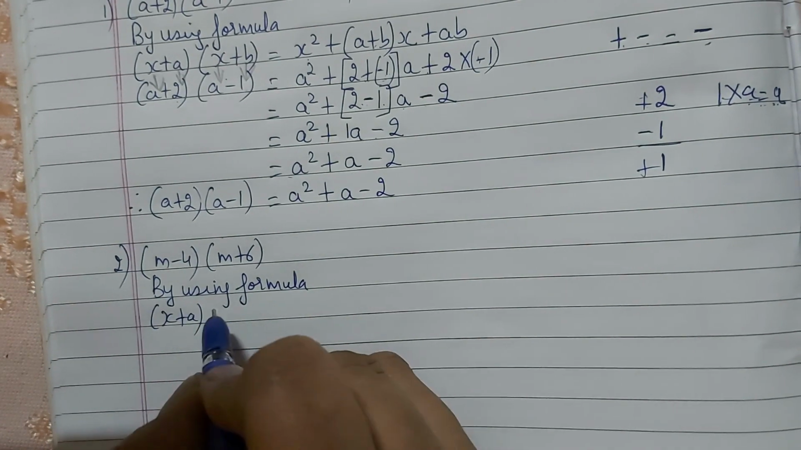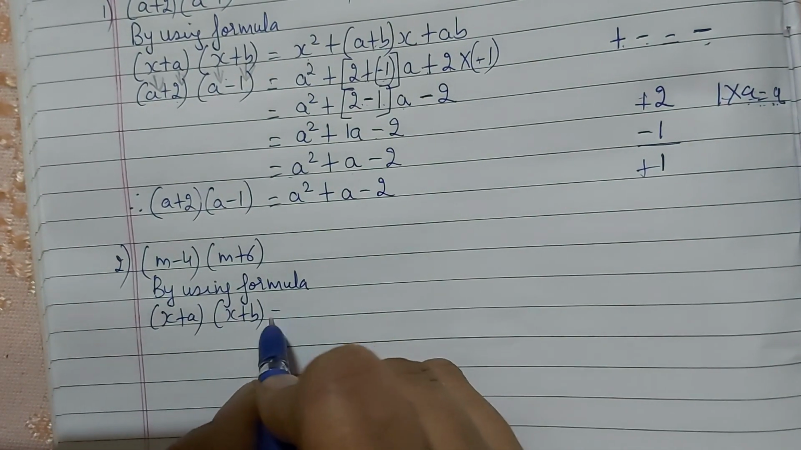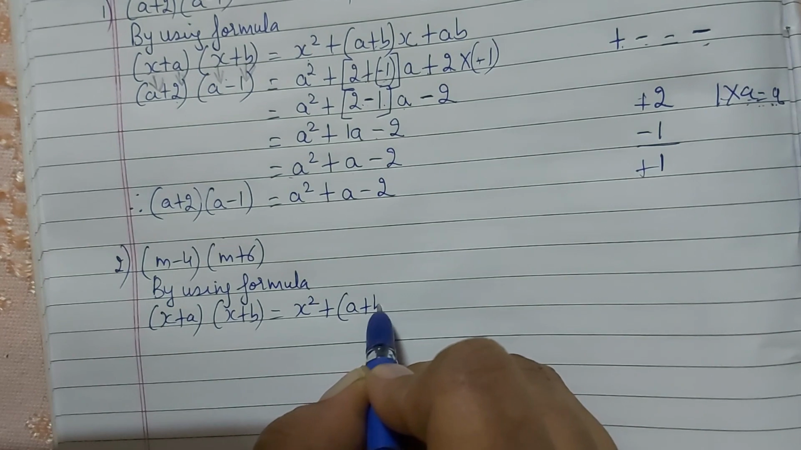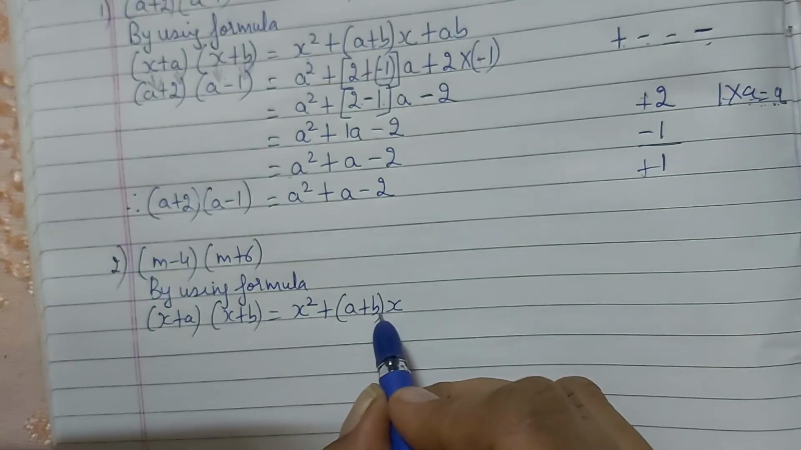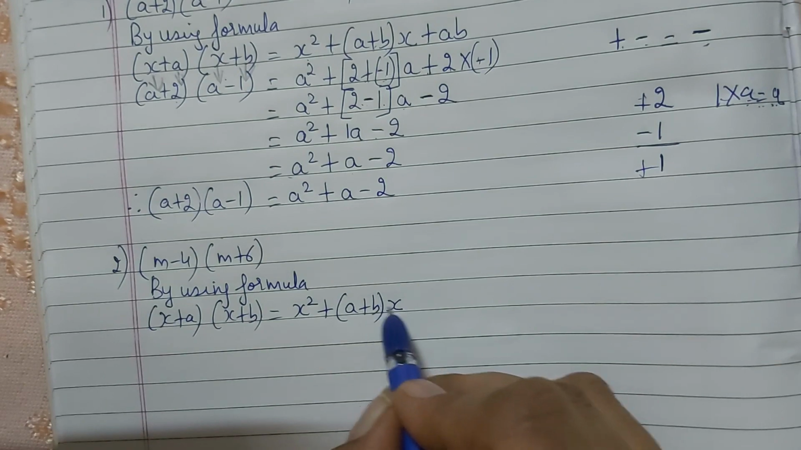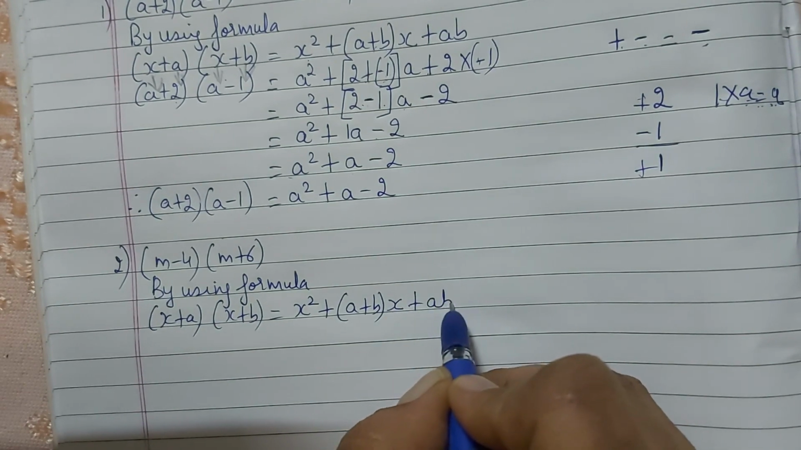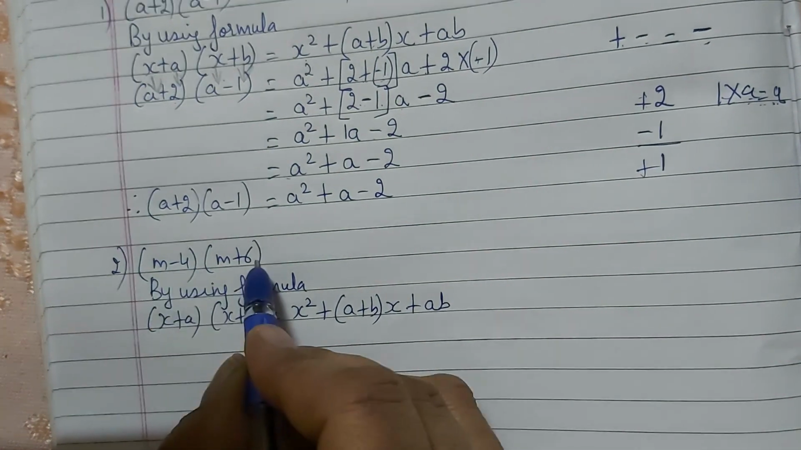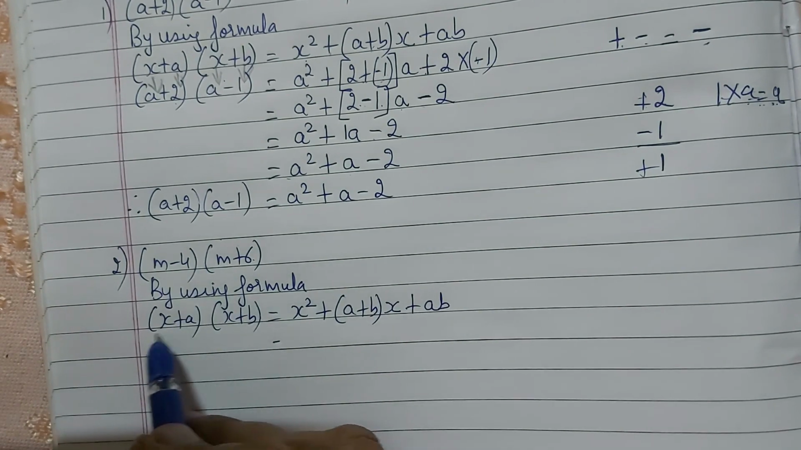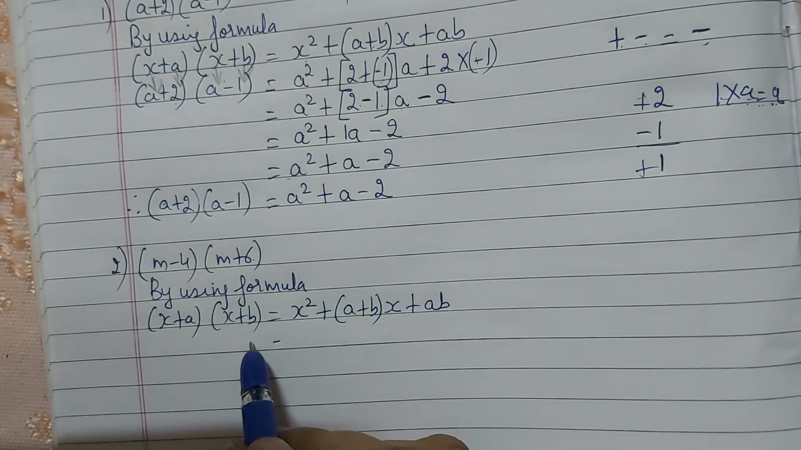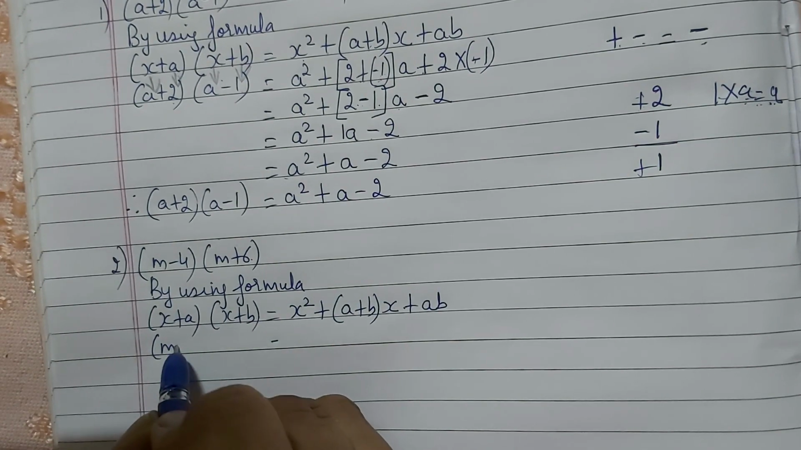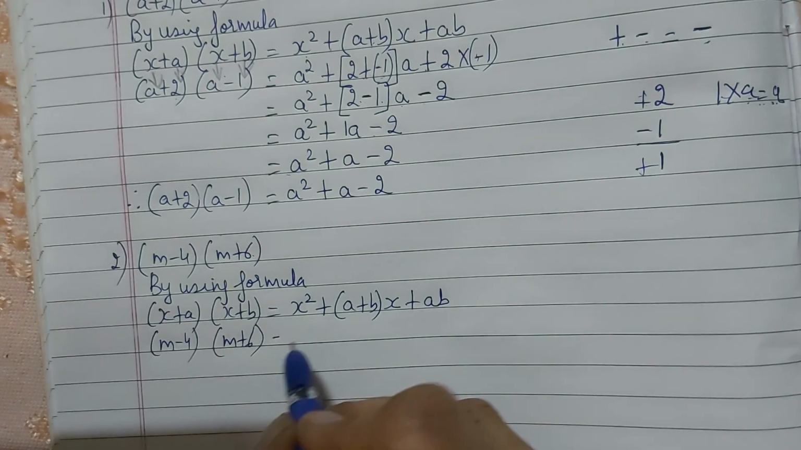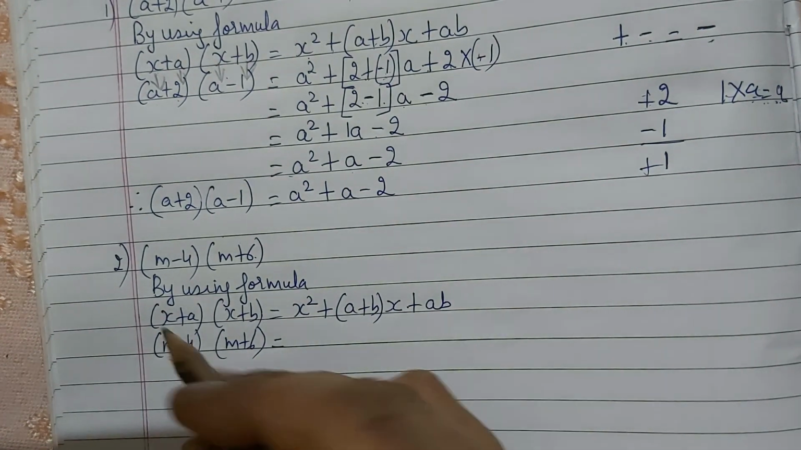(x plus a) into (x plus b) is equal to x square plus, in the bracket, (a plus b) multiply by x. This bracket means multiplication. Multiply by x plus ab. ab means a multiply by b. So we are going to write this whole thing below this. (m minus 4) in this bracket, (m plus 6) here in this bracket. So (m minus 4)(m plus 6) is equal to, first we will see the values.